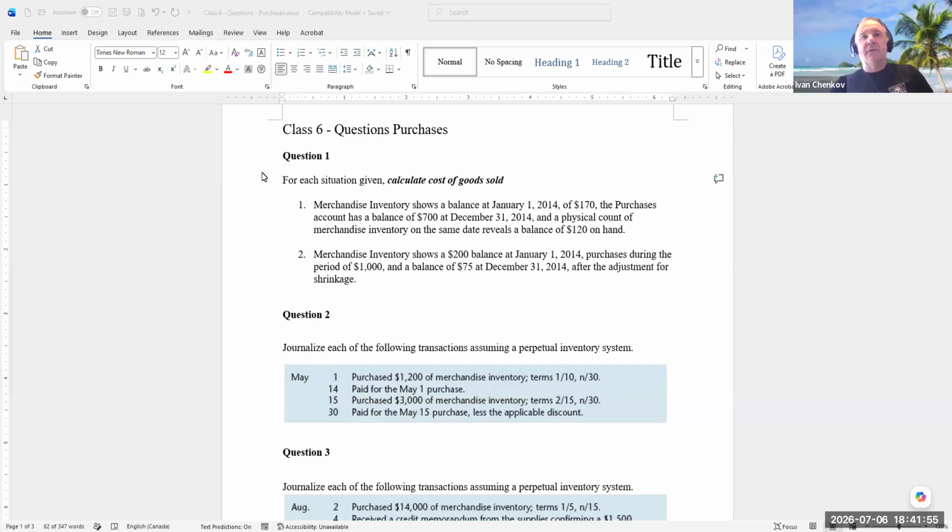So let's start with the first question here, which is for each of those scenarios, we have to calculate cost of goods sold. That's a very simple question. There is nothing scary here, as you can see. Let's move to Excel spreadsheet. And let's do this on the Excel spreadsheet.